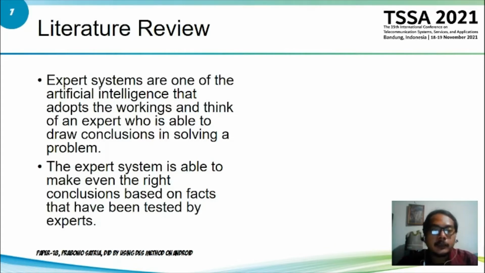Expert systems are a form of artificial intelligence that adopts the working and thinking of an expert who is able to draw conclusions in solving problems. The expert system is able to make the right conclusion based on the facts that have been tested by the expert itself.